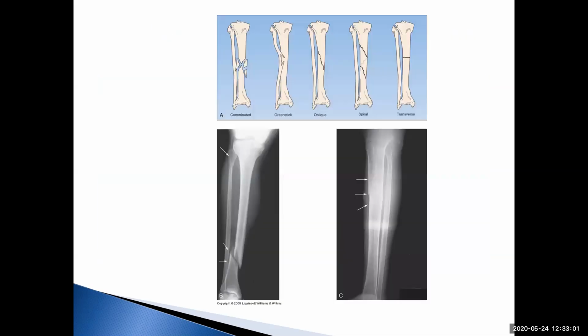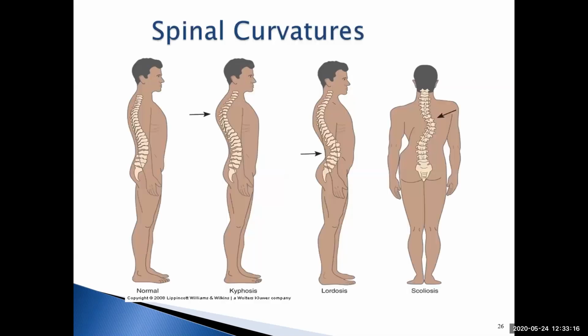And this x-ray is just kind of showing you those as well. It's very difficult to read in X-ray, but you can see that one on the left there, which would be like an oblique fracture. And then there's one on the right would be like a transverse.